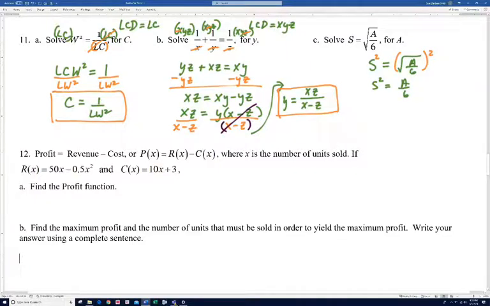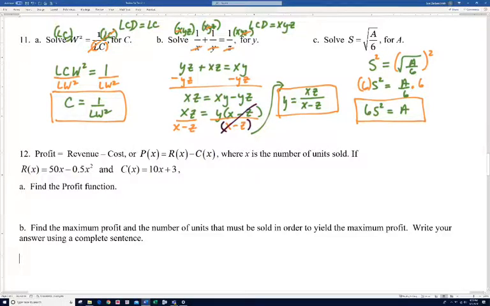And then in order to get rid of that 6 in the denominator here, I'm going to have to multiply each side by 6. So we get 6s squared is equal to a. And in fact, we have solved for a.